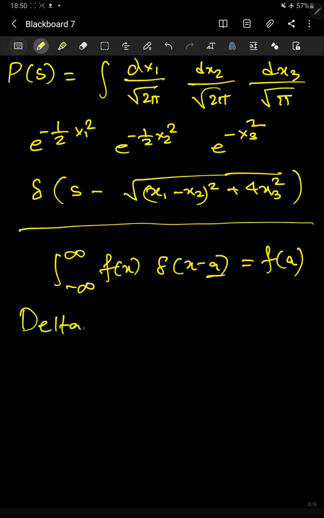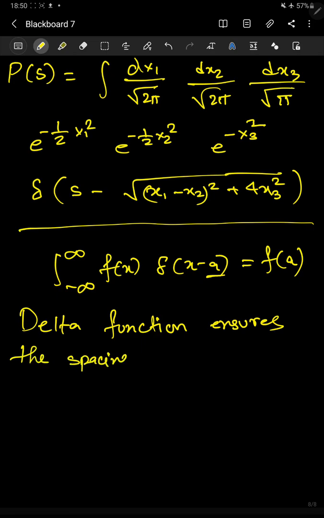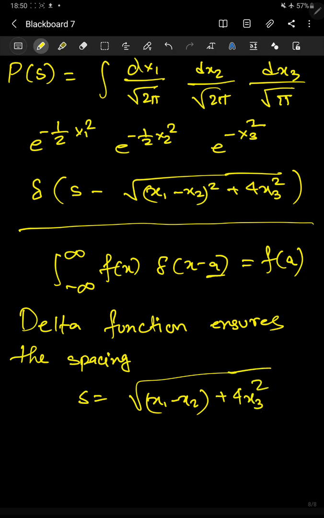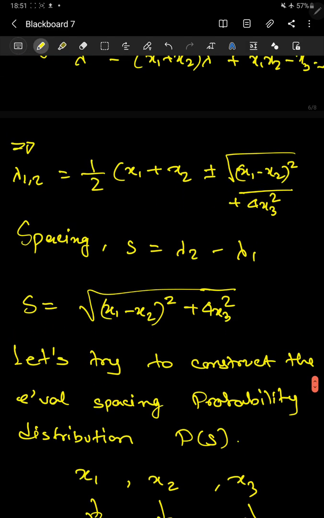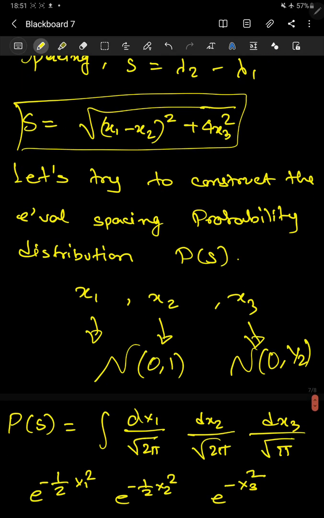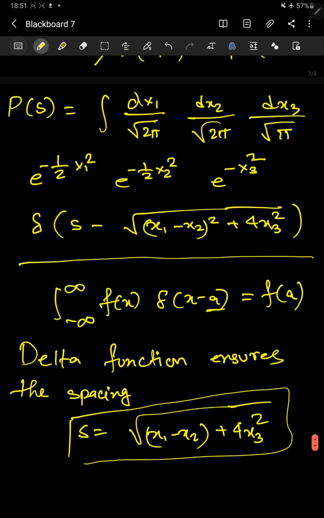So the delta function ensures the spacing s equals the square root of (x1 minus x2) squared plus 4 x3 squared. So the delta function ensures that our integration has this following constraint, which we found out from here. So this is how we constructed our probability distribution function.